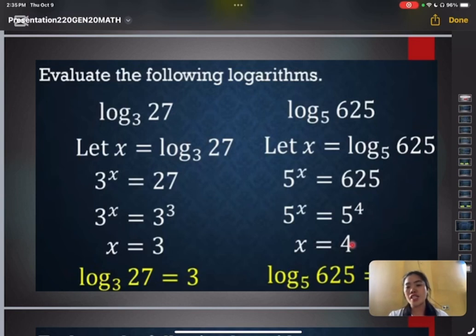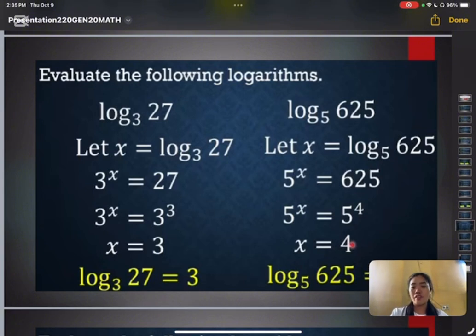Now let's have another example. Log 625 with base 5. Now let x is equal to log 625 with base 5. Then express it in exponential form. We have 5 raised to the power of x is equal to 625.